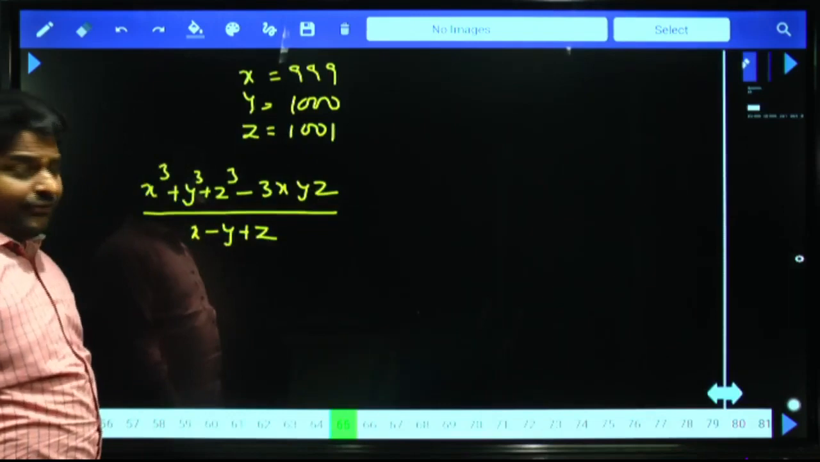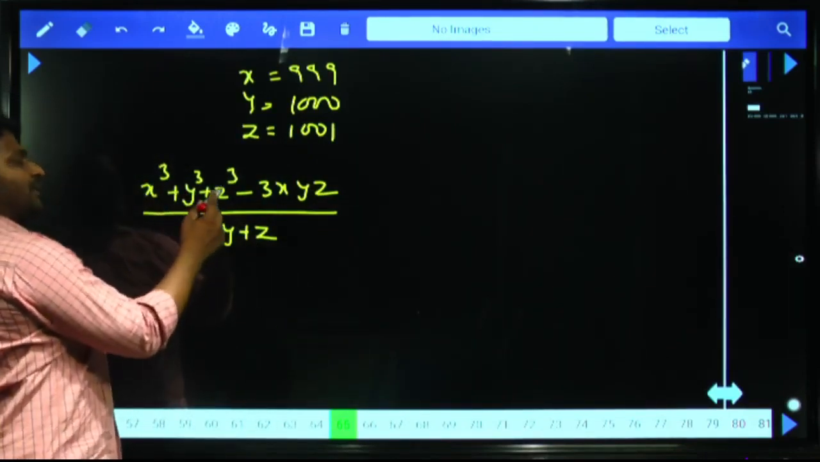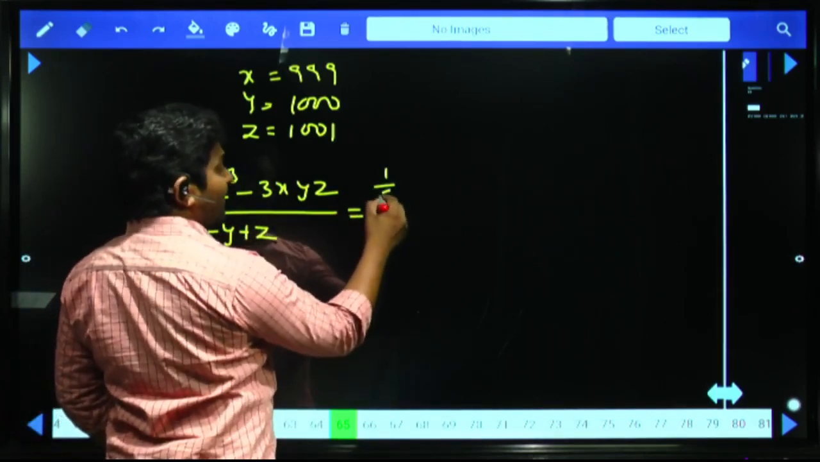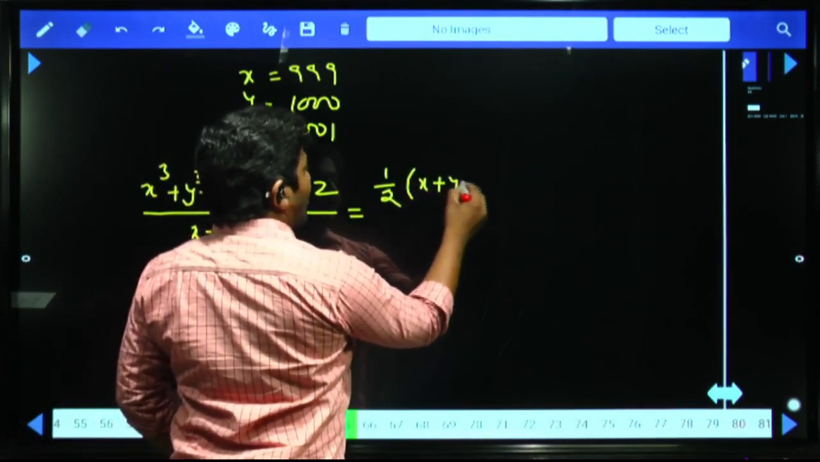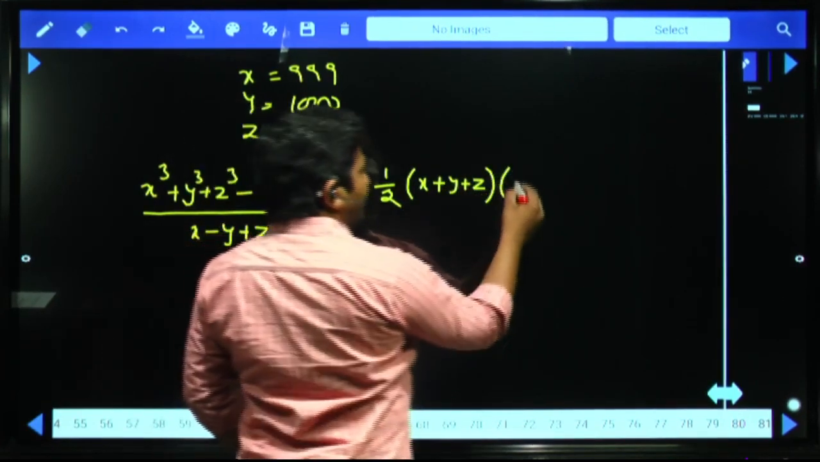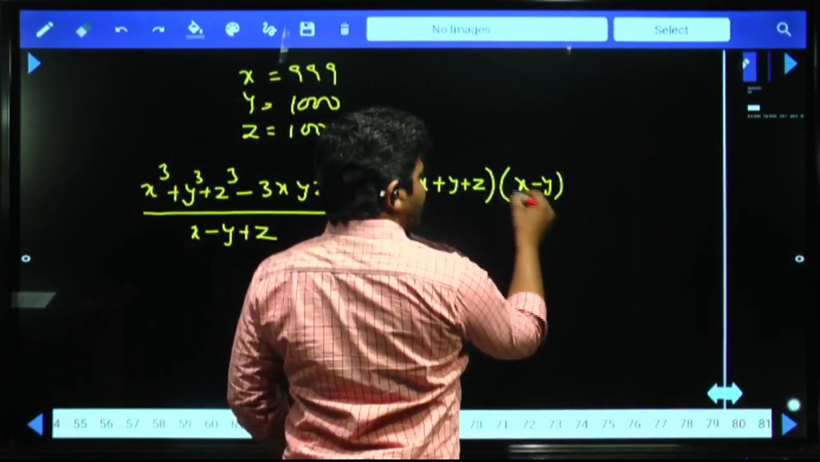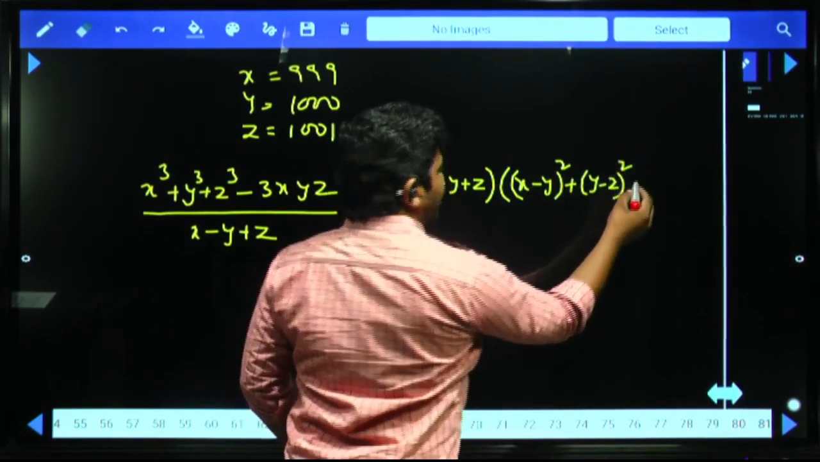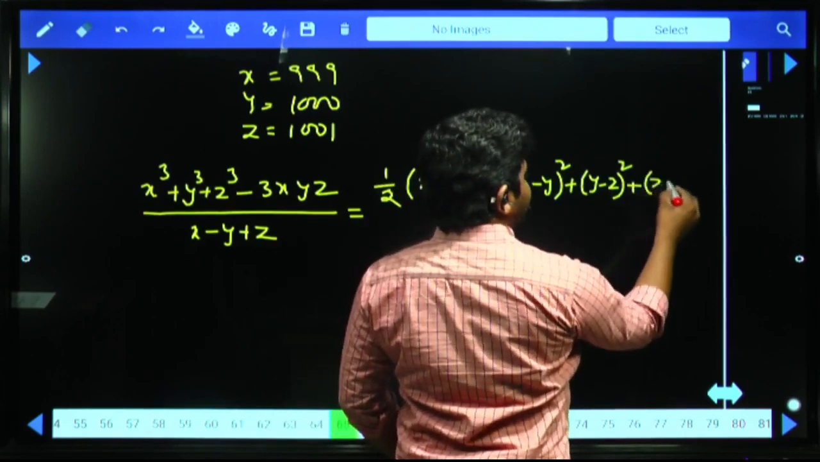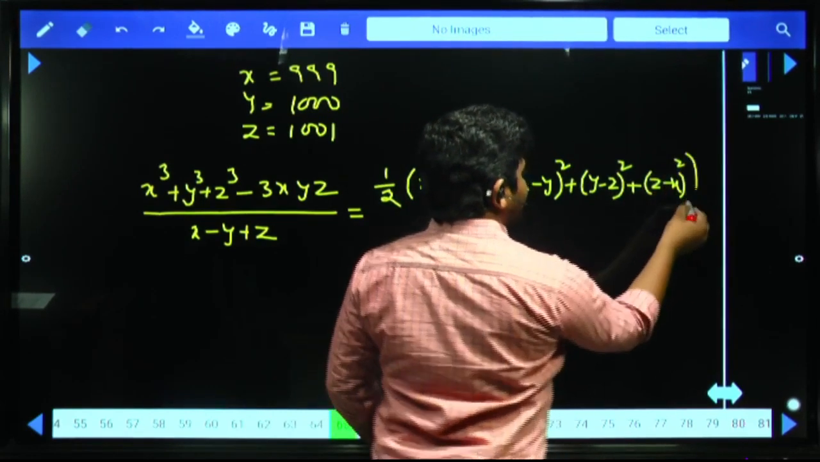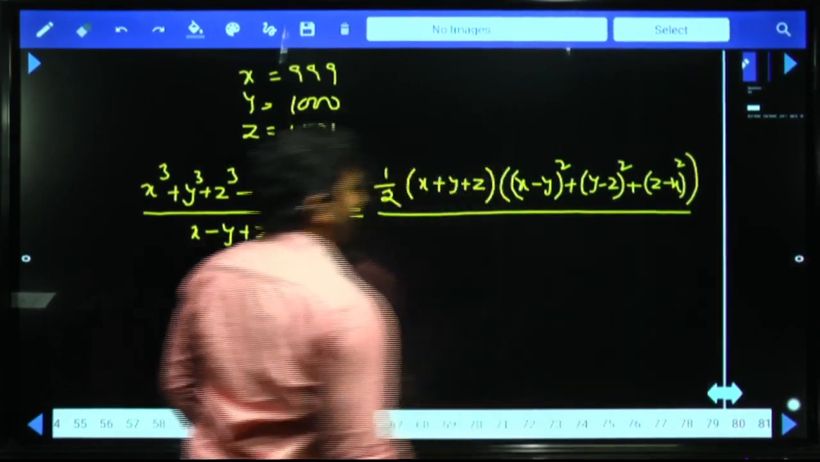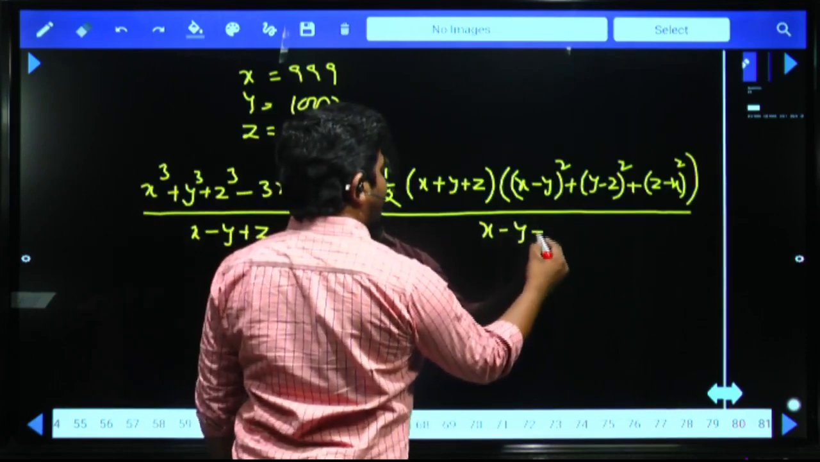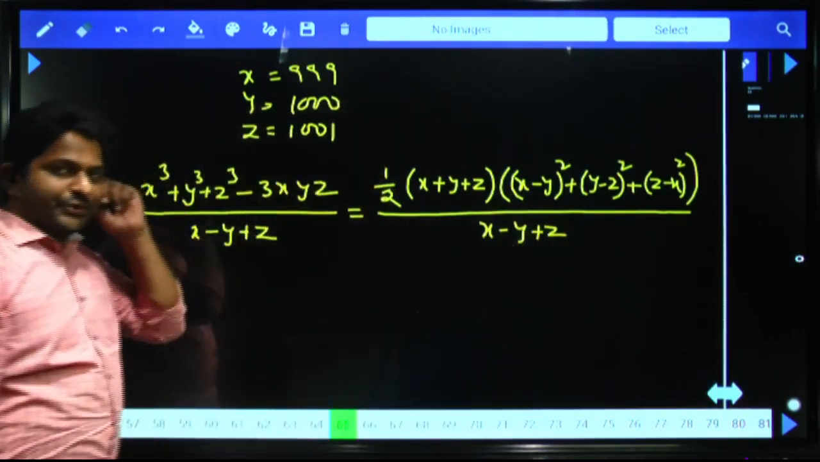Now if you look at this, x cube plus y cube plus z cube minus 3abc, 3xyz, can be written as half of x plus y plus z into x minus y square plus y minus z square plus z minus x square. This is our numerator, divided by x minus y plus z. Okay, now substitute values here.